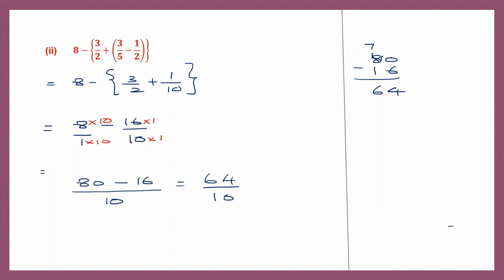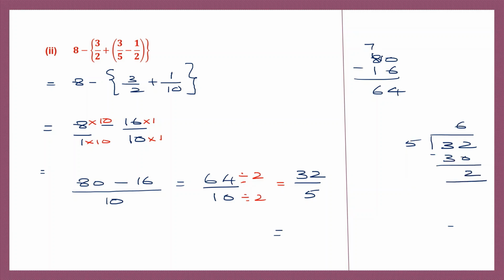Let's reduce it to the lowest term. Divide both by 2. So 64 divided by 2 is 32, and 10 divided by 2, 2 5s are 10. Now here we can convert this to a mixed number. So let's divide 32 by 5. 5 6s are 30, minus, 2. So what do we get here? 6, 2 by 5. So our mixed number is 6, 2 by 5, and this is our final answer. 6, 2 by 5.